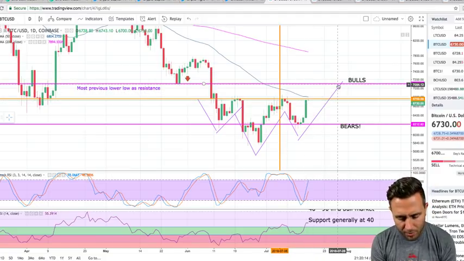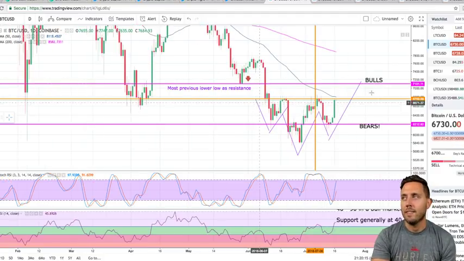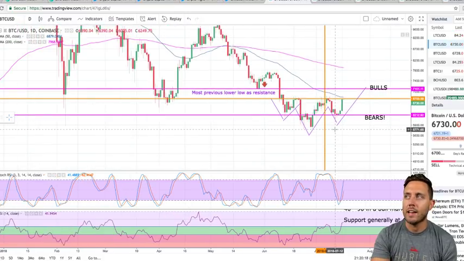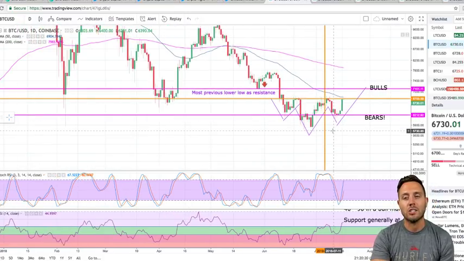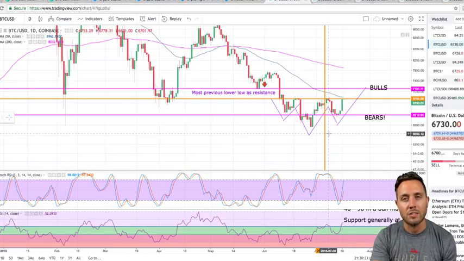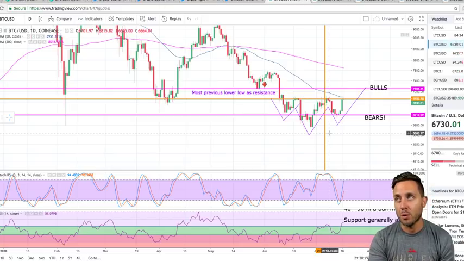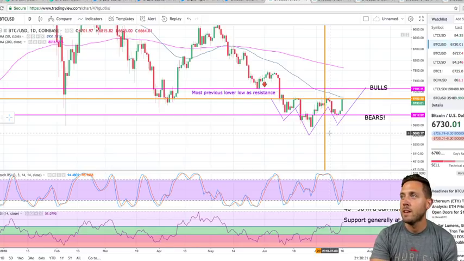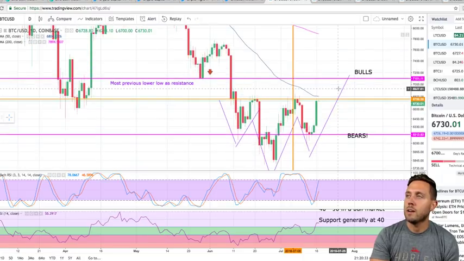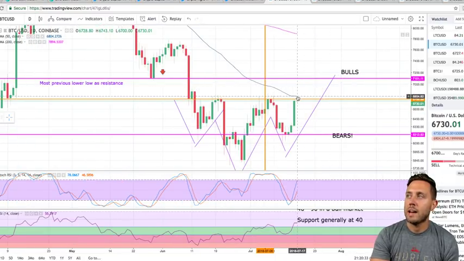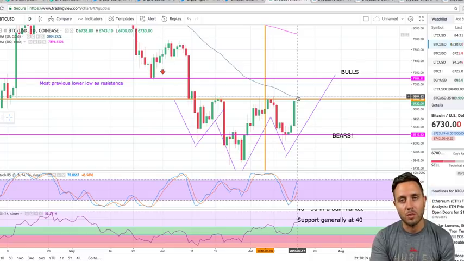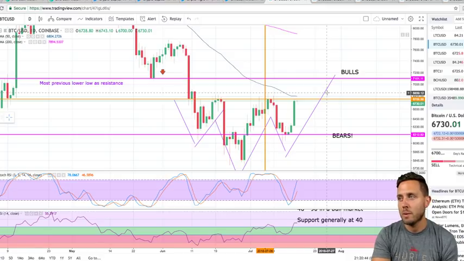So if we break that resistance area, that for me would be, okay, the bulls might actually have some control here in this uptrend that we're in. And it would be a very bullish scenario in my opinion. Now, along the way we have this $6,800 area, which is the 50 EMA, which is really the first most crucial part for Bitcoin to break through in terms of momentum.